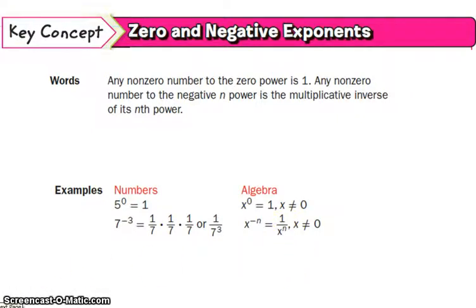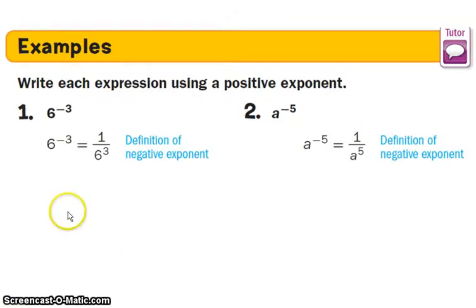Okay? So let's take a look at an example here. Write each expression using a positive exponent. So right now we have our negative exponent.